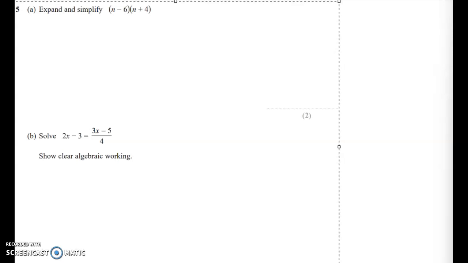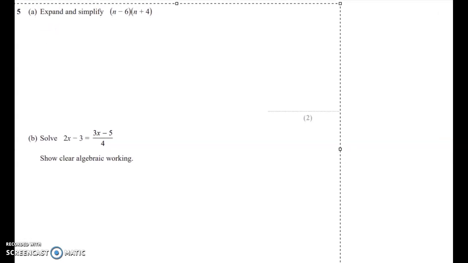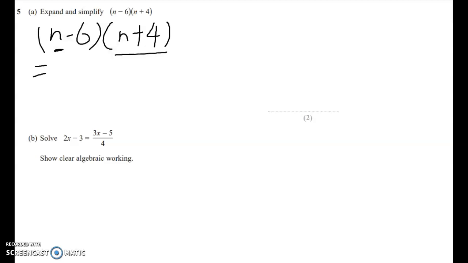So first of all, let's kickstart with 5a here. 5a is with two brackets, so you need to really expand it. Usually my practice is to start off by copying the question. And then what I would do is try to expand the bracket. First of all, I focus on n multiplied by this. So it's n squared plus 4n.